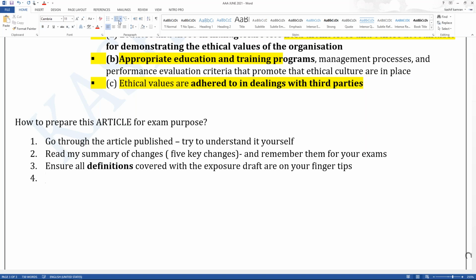Now, some of the key definitions. I think we got a definition of objectivity yesterday, and we got a definition of integrity yesterday, if I'm not wrong. We got a definition of inquiring mind today, and we got a definition of internal culture of a firm. I think these are key terminologies: objectivity, integrity, inquiring mind, and internal culture of a firm.